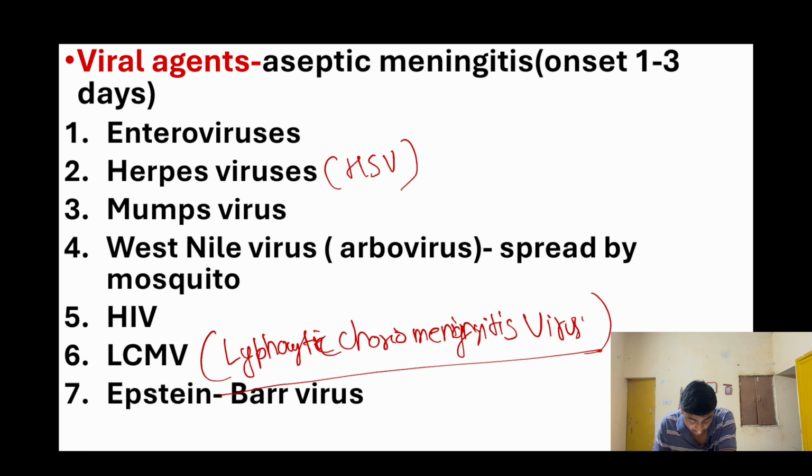choriomeningitis virus, LCMV. Now the seventh one, Epstein-Barr virus, also causes viral meningitis. So these are the viral agents: enteroviruses, herpes simplex virus, mumps virus, West Nile virus, HIV, lymphocytic choriomeningitis virus, and Epstein-Barr virus.